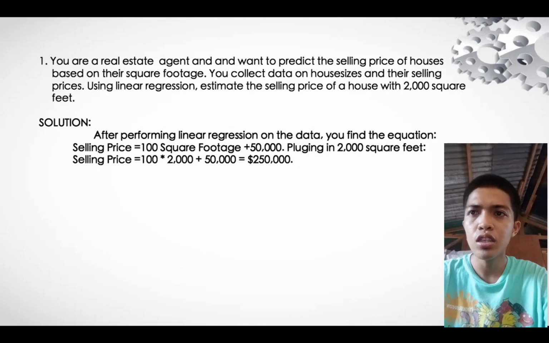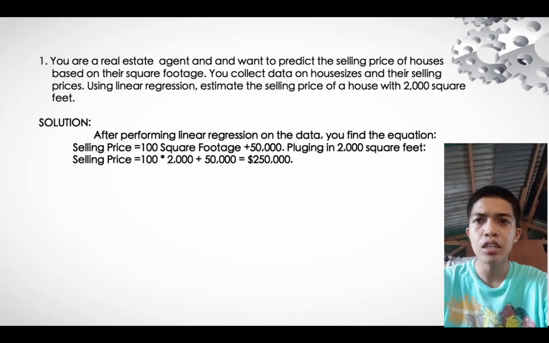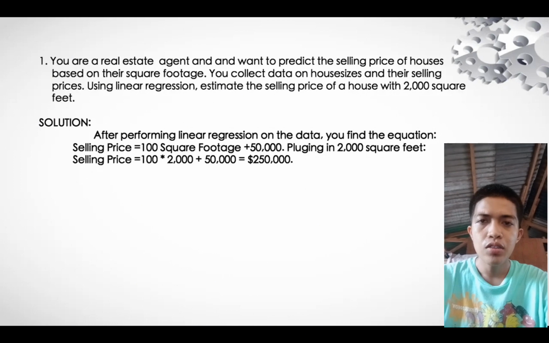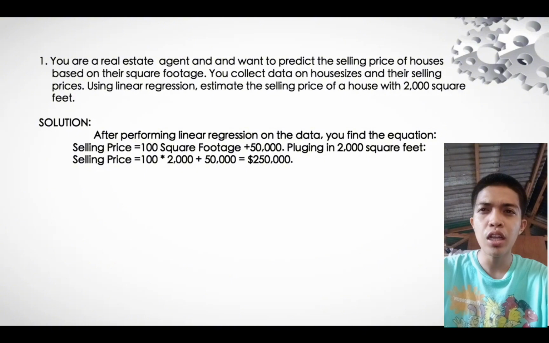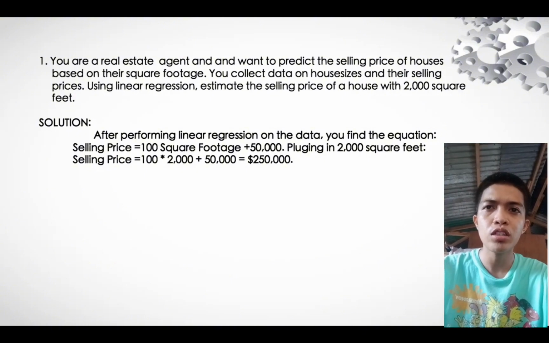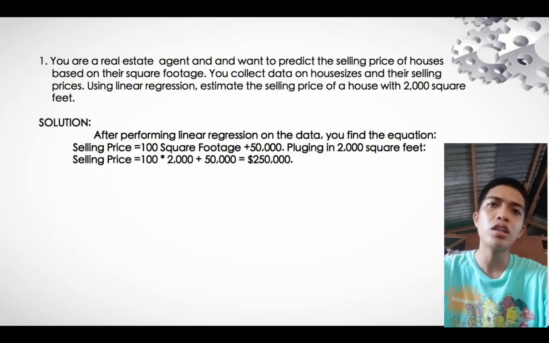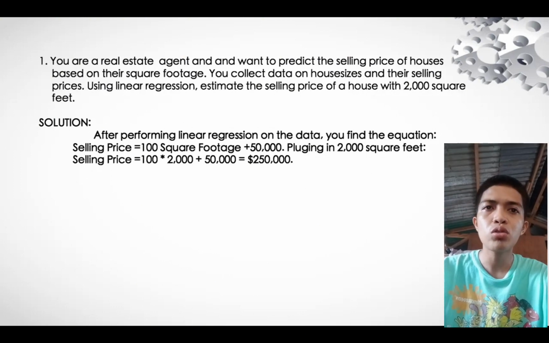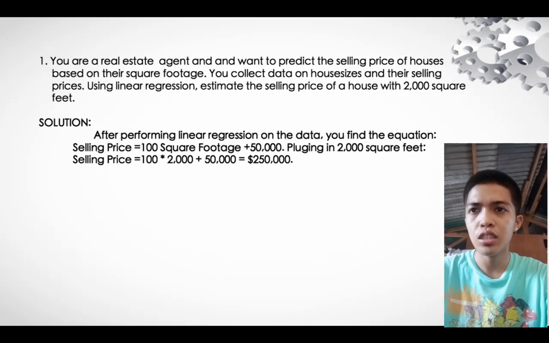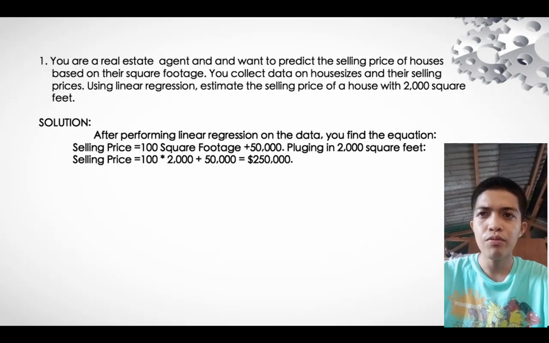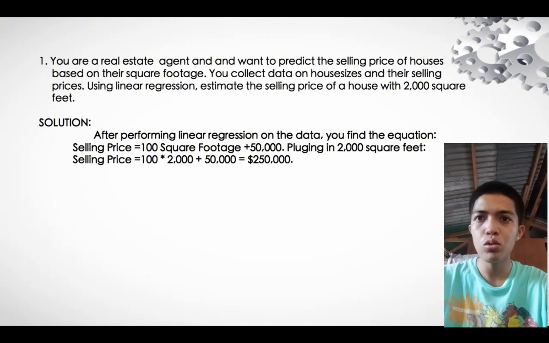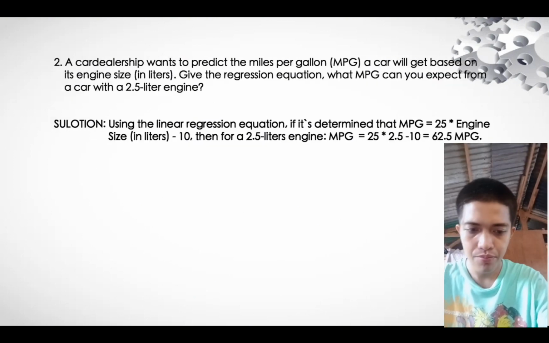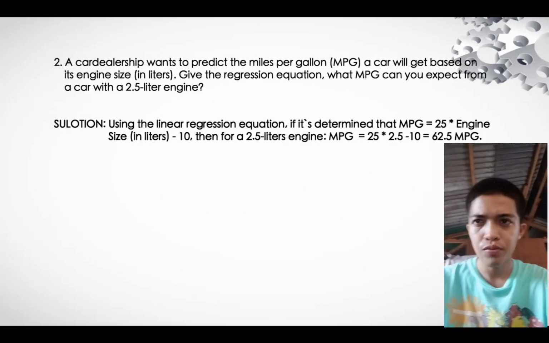So the solution is, after performing linear regression on the data, you find the equation: selling price is equal to 100 times square footage plus 50,000. Plugging in 2,000 square feet, selling price is equal to 100 times 2,000 plus 50,000, which is equal to $250,000.